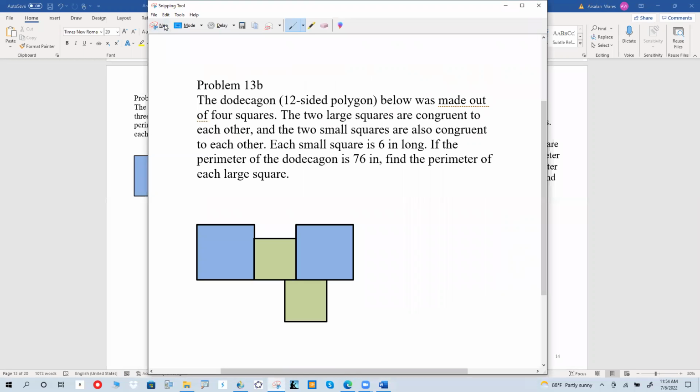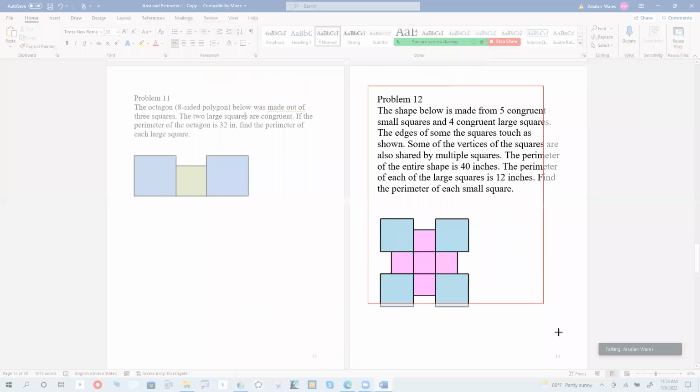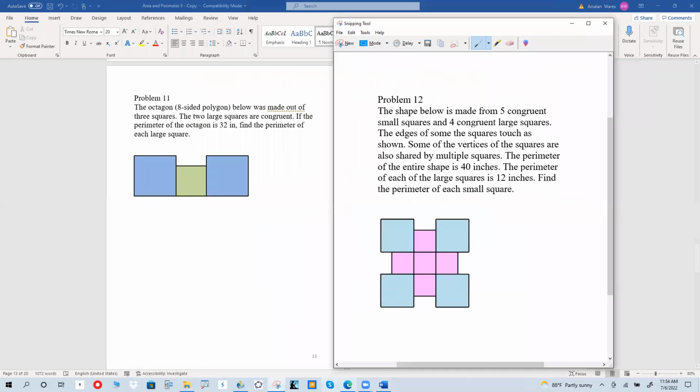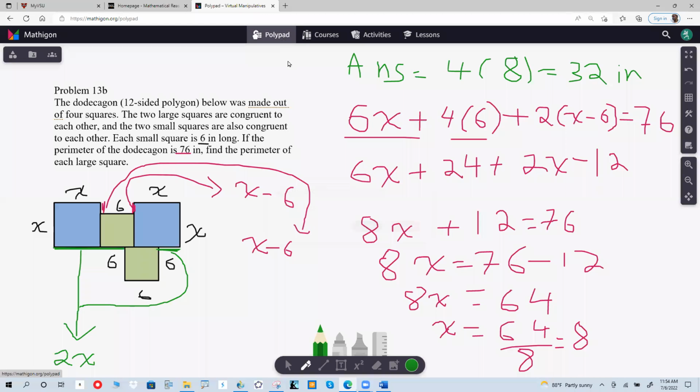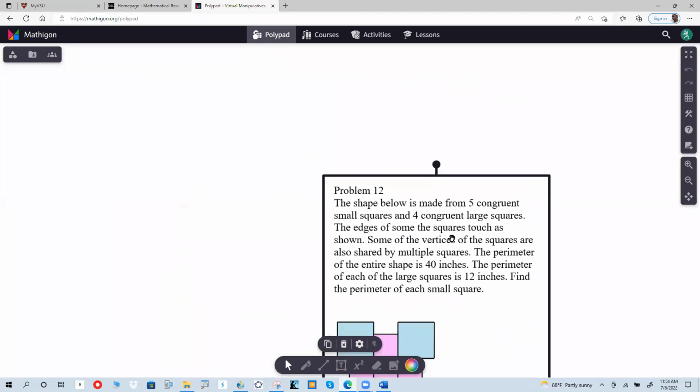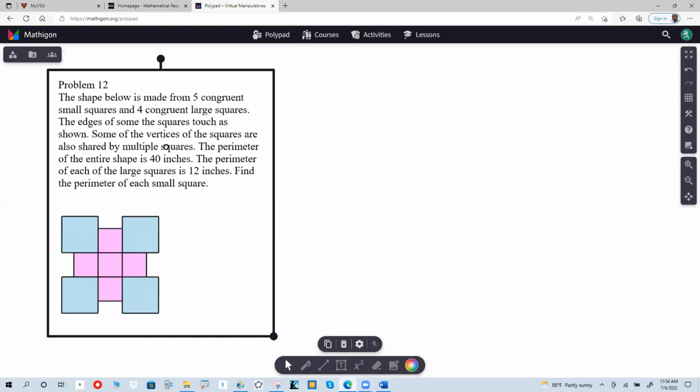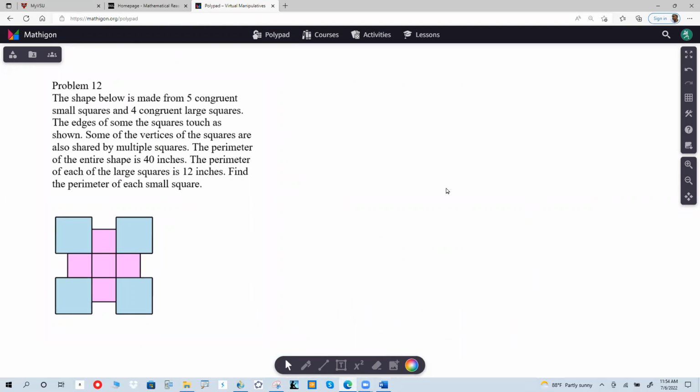Let me grab this problem and take it to my page where I can do some writing. All right, guys. So we have done many problems like this. Okay, many. Let's do one.